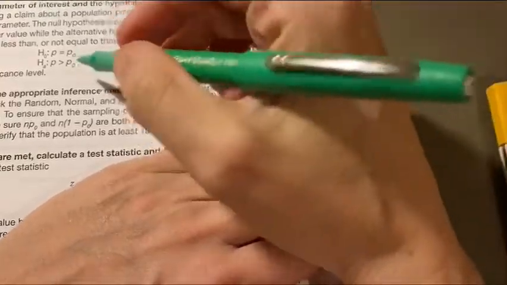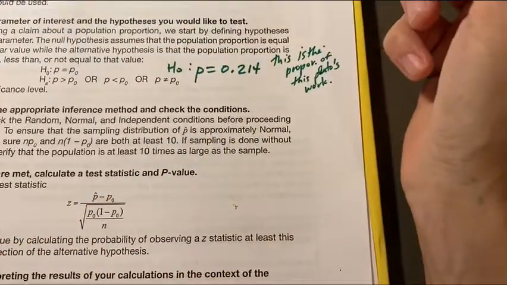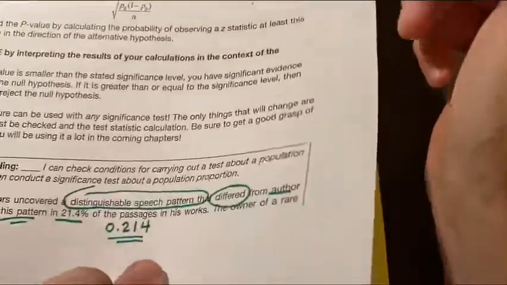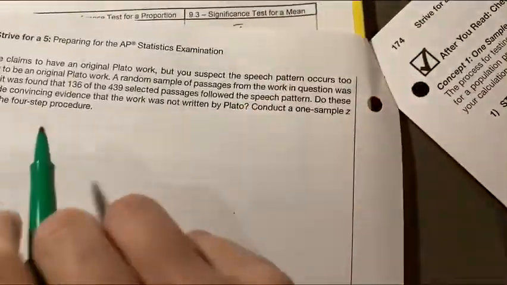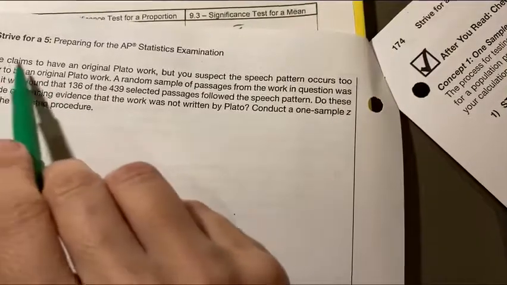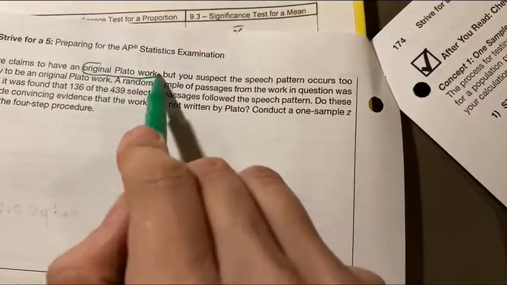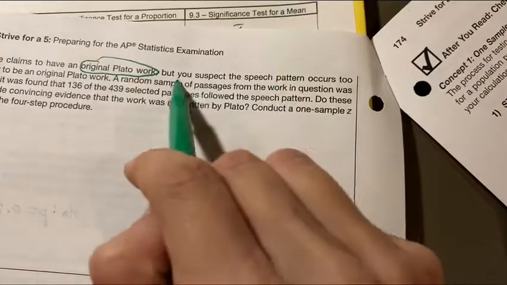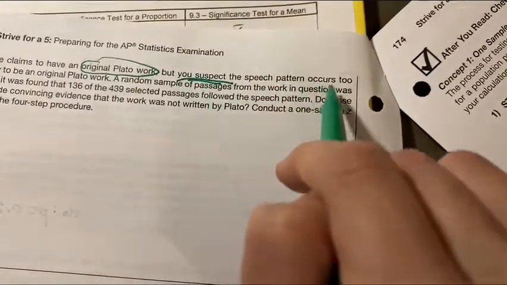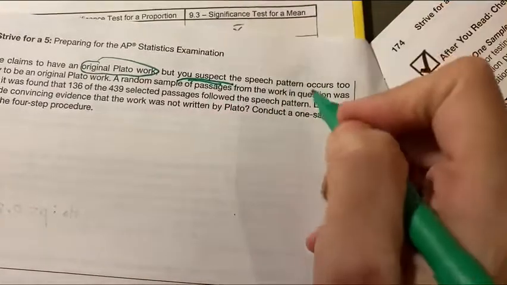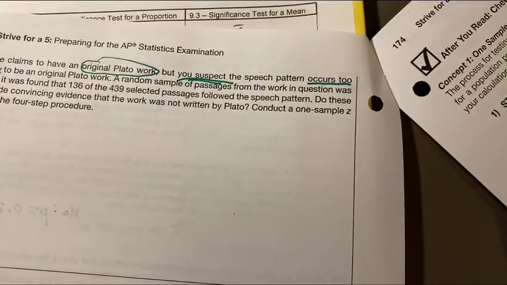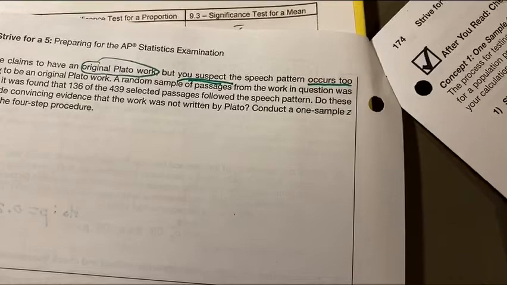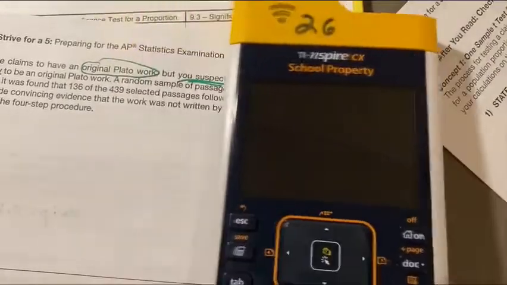Okay. So what's the alternate hypothesis? Well, this is actually exactly how we authenticate people's work, and we kind of did this with Beyonce's song. The bookstore claims it has an original Plato work. You suspect, so you're suspicious that the speech pattern occurs too frequently. So you believe it's happening too frequently.